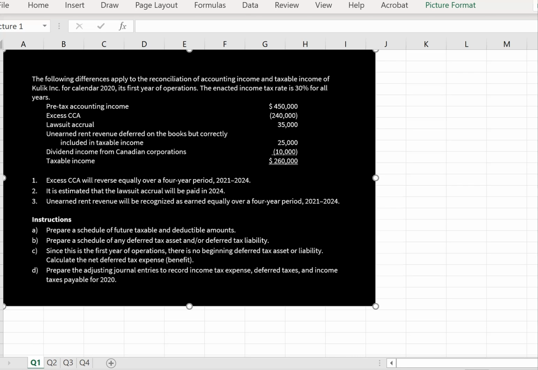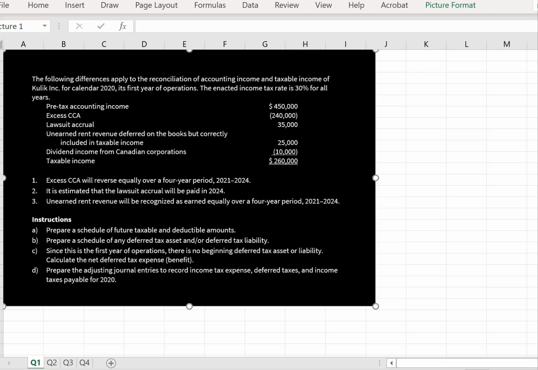We're given some notes. It says excess CCA will reverse equally over a 4-year period, 2021 to 2024. So what is excess CCA? A lot of companies will refer to their book accounting as CCA, and then they're reconciling that with the tax. Essentially, we've taken too much CCA or accounting amortization in our pre-tax income. So when we reconcile to our taxable income above, our taxable income is that much lower. That excess CCA is reversing out.